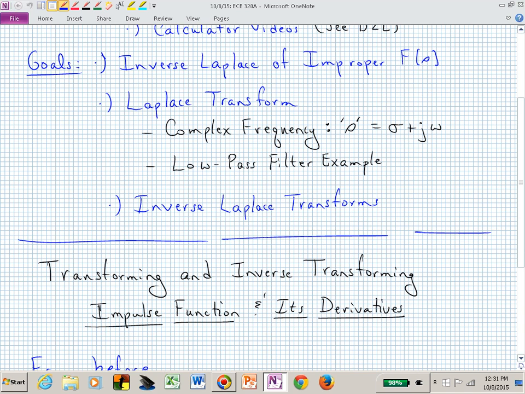But before we get into that, well, after we do a little bit of the preliminaries, before we get into all of the inverse Laplace transform material, I want to try to gain a little bit more insight or intuition into the Laplace transform, and in particular how you can interpret this S variable. And we will illustrate some of those concepts with a low-pass filter example.